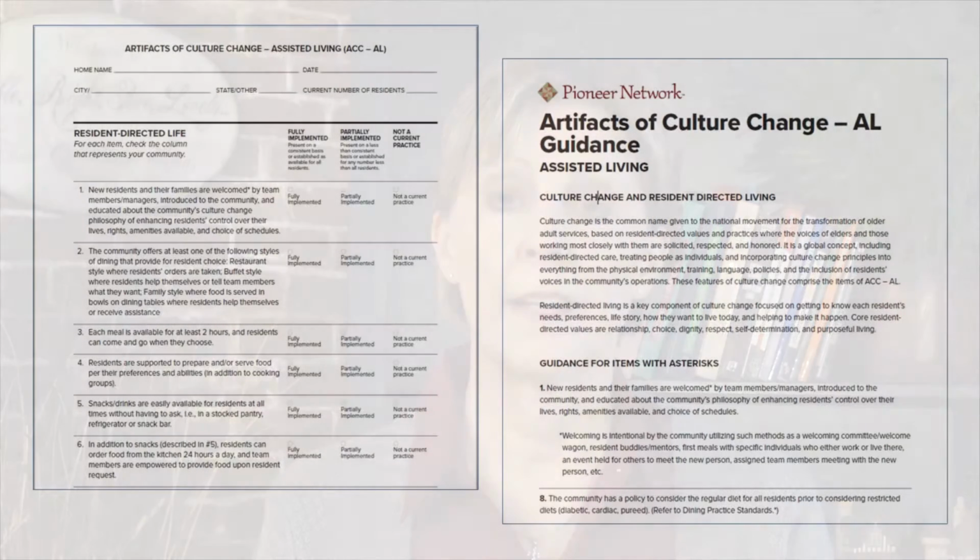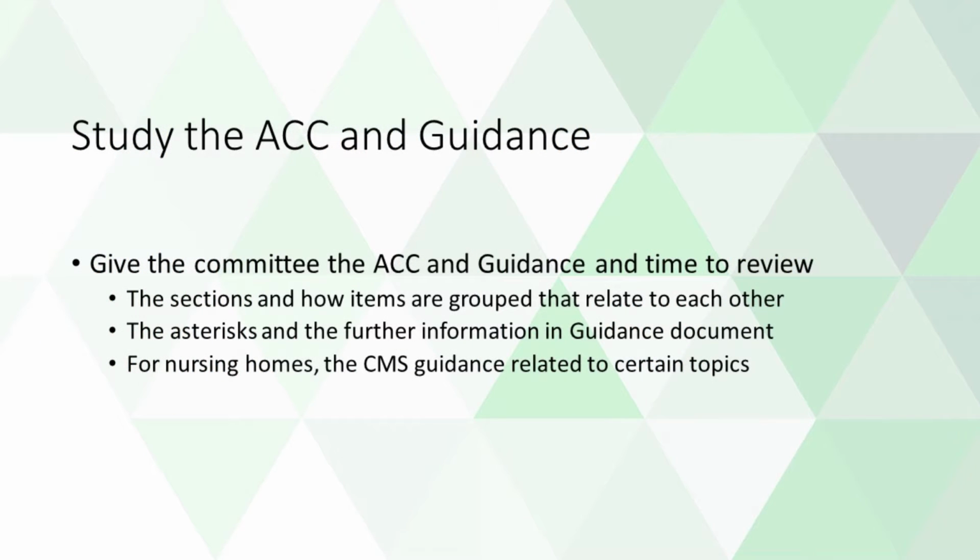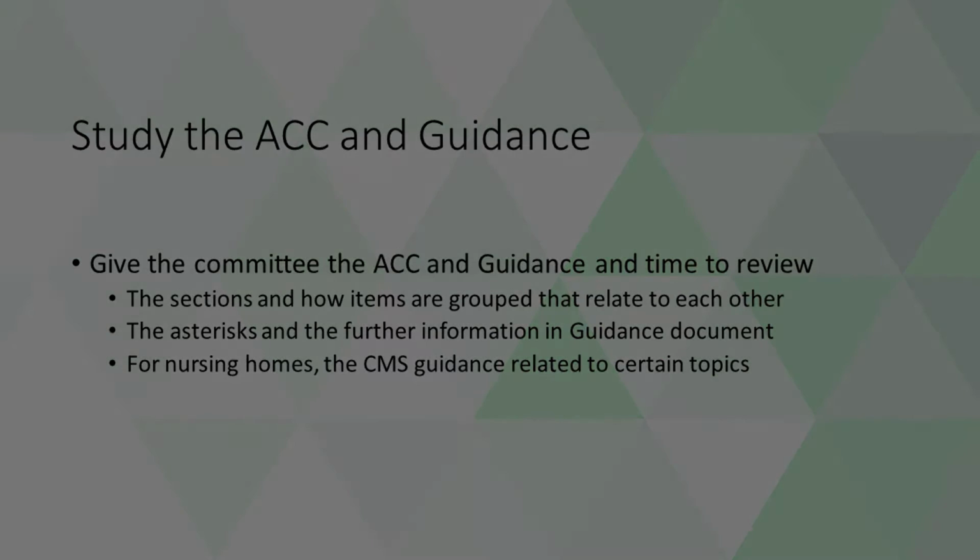And here is the Artifacts of Culture Change for Assisted Living, the tool itself on the left, and then its corresponding guidance for assisted living on the right. What we recommend is that you study these tools. Give your committee both the form as well as the guidance document. Give them time to review it. You might draw attention to the five sections, how items are grouped together, and how they relate to each other. You might want to draw their attention to how it works on the guidance document.